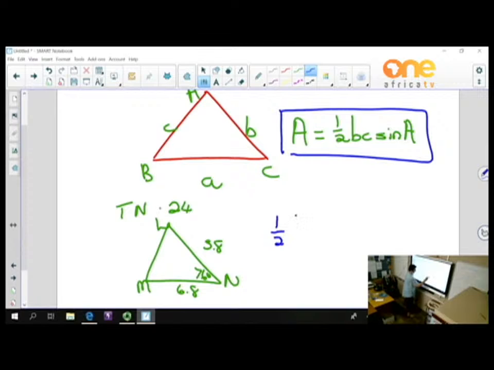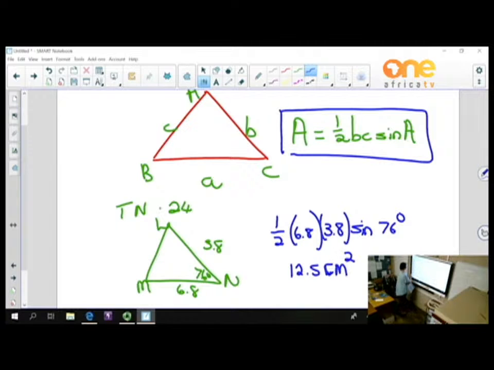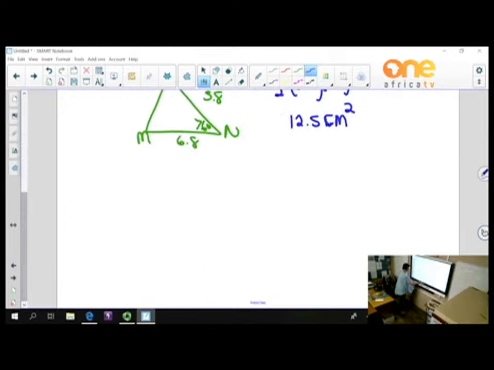So it will be a half of 6.8 times 3.8, and then sine 76 degrees. You can just press your calculator: 0.5 times 6.8 times 3.8 times sine 76. And I have 12.5 square centimeters on that one. Once we know the formula, it is very easy to do this.